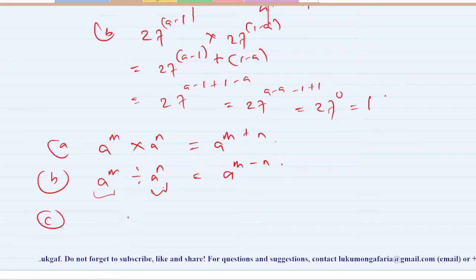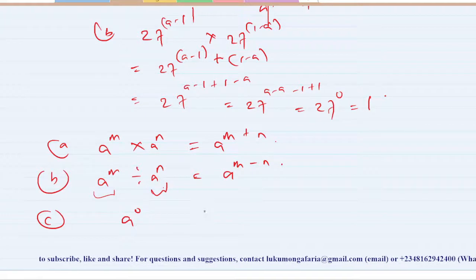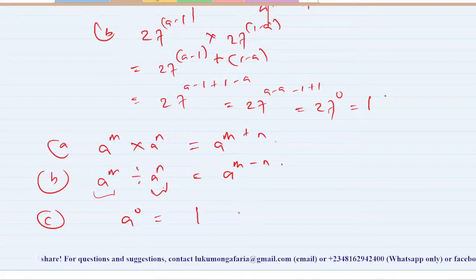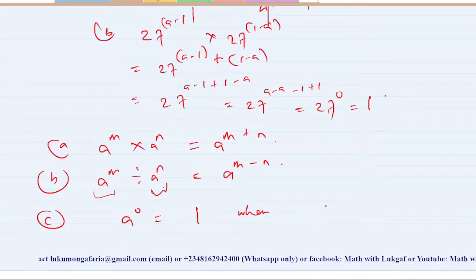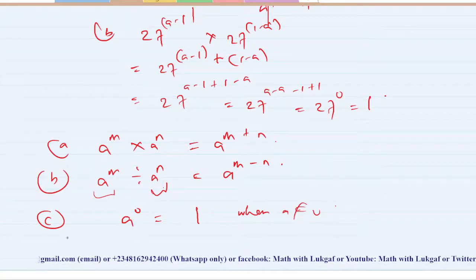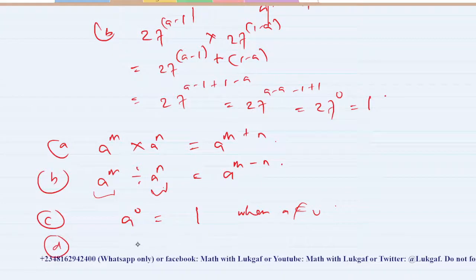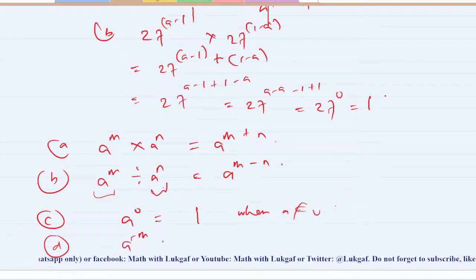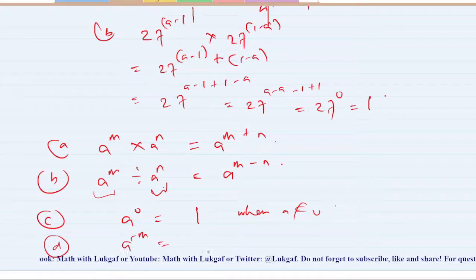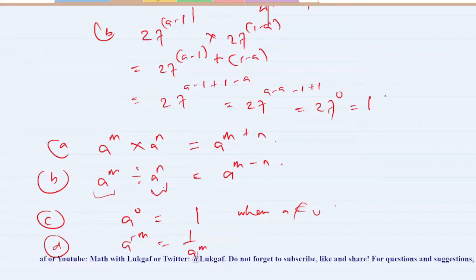Likewise, the zero index, that is a raised power 0, is going to give you 1, when a is not equal to 0. So then the last one, which is the negative index, that is when you have a raised power minus m, is going to give me 1 divided by a raised power m.